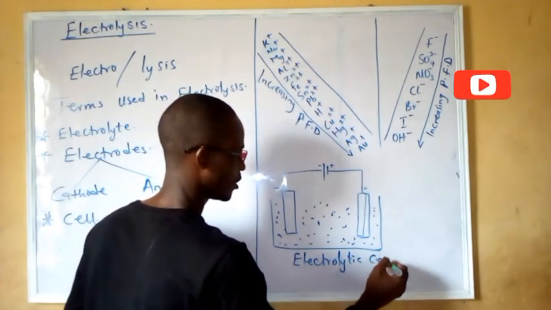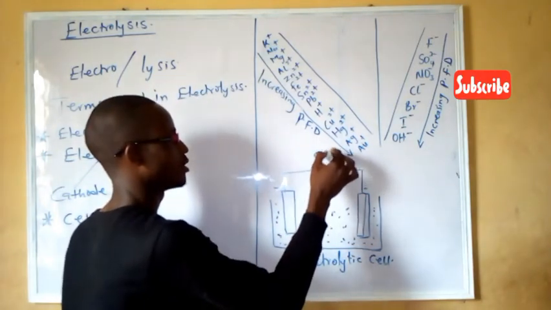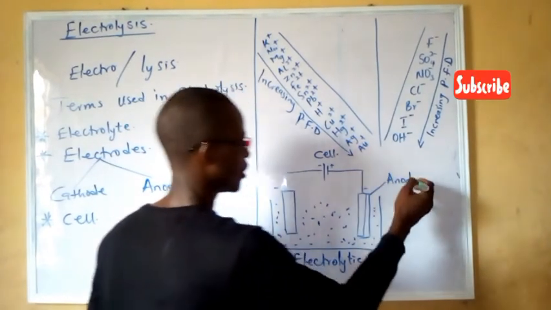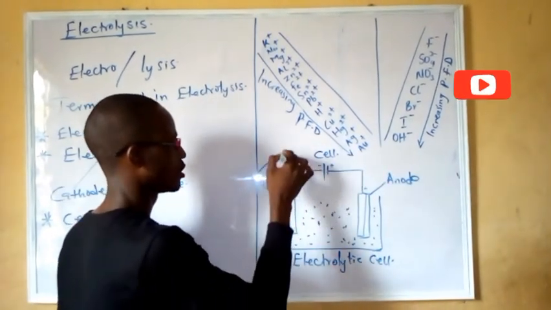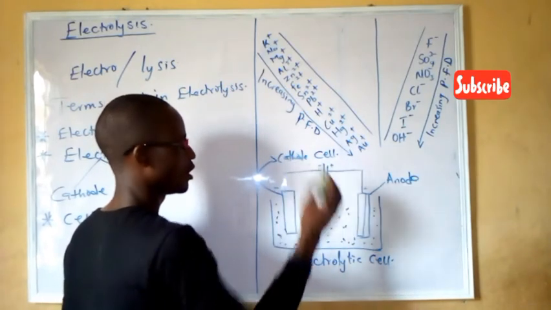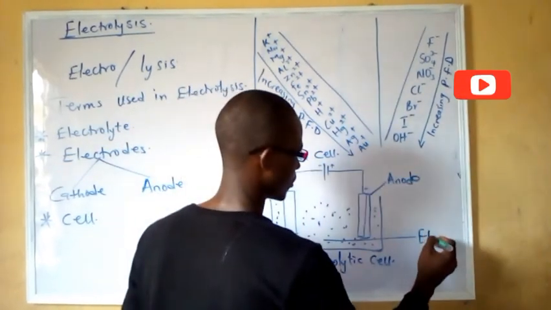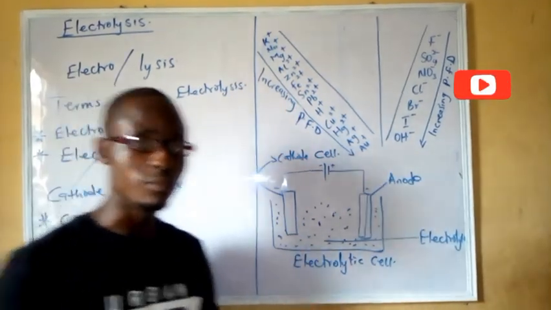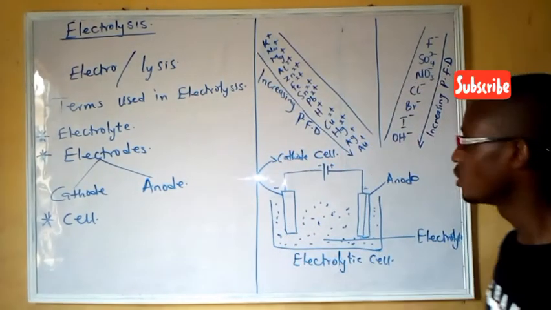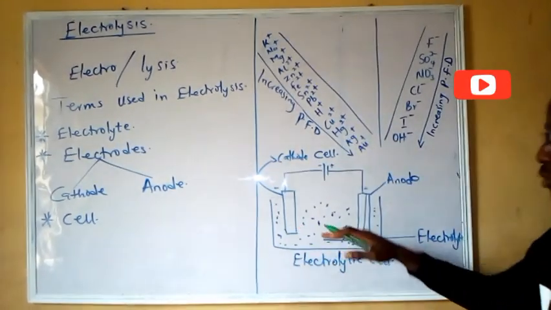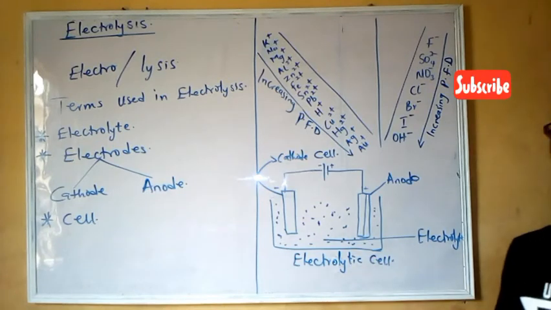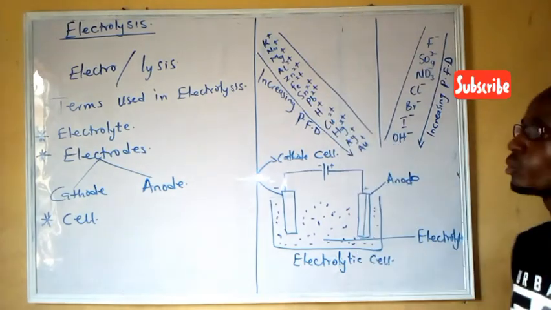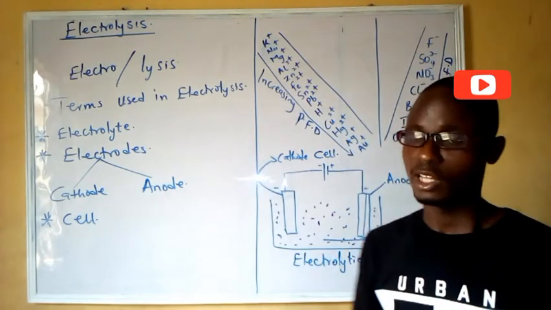The electrolytic cell. Here, this is the cell, which is the source of current, this is the anode, this is the cathode, this is the electrolyte. An electrolytic cell is different from an electrochemical cell. An electrolytic cell makes use of current to perform a function, which is the splitting down of the electrolyte, while an electrochemical cell makes use of chemical reaction in supplying current. So that is the difference, and those are the terms used in electrolysis.